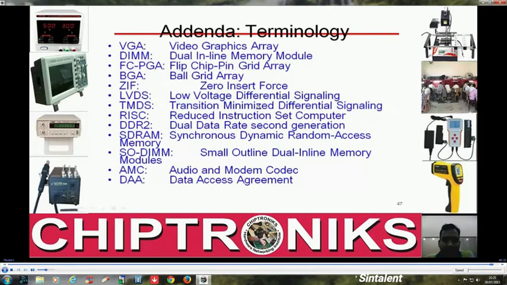LVDS means low voltage differential signaling, TMDS is transition minimized differential signaling, and we will be using this LVDS, TMDS, DDR2 in the latter course of our class. So that's why I prepared the terminology. AMC is an audio and modem codec, and DA is a data access agreement. Hope you have enjoyed this class, and in the next class we are going to study the VIN detection.